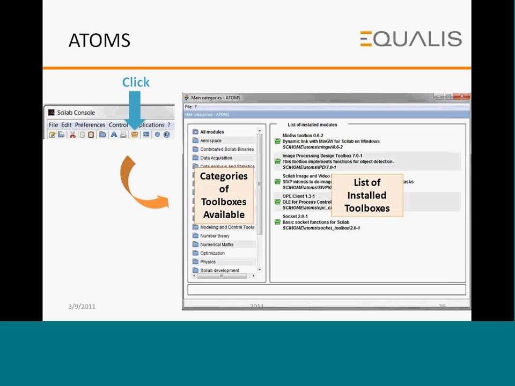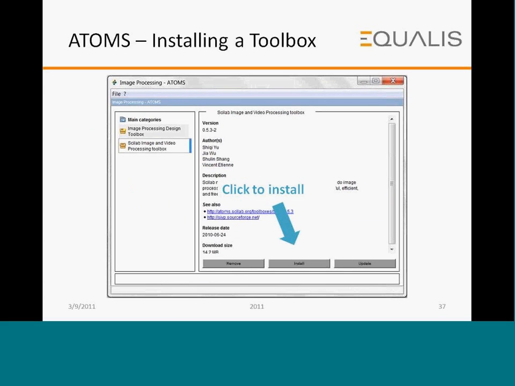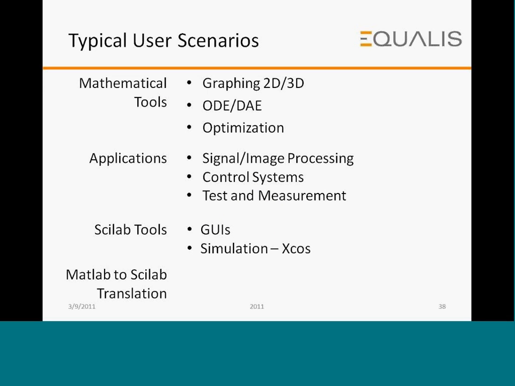Atoms, as I already mentioned, is the tool that you use in Scilab to install toolboxes within Scilab. If time permits, I will show today how to install a toolbox in Scilab. When you click on Atoms, it lists on the left the toolbox that you want to install, and on the right a description of it. It's as simple as just clicking on the install button and the toolbox will be installed on your machine.